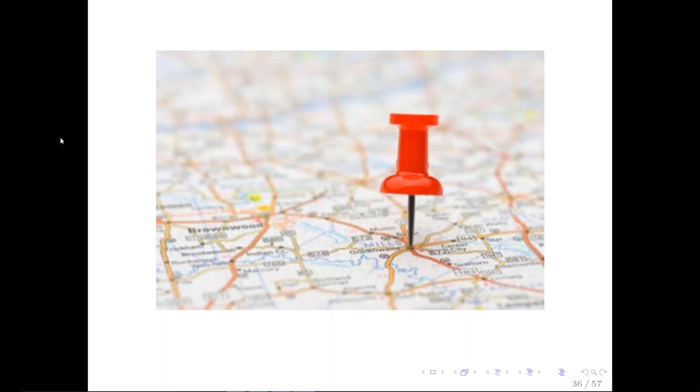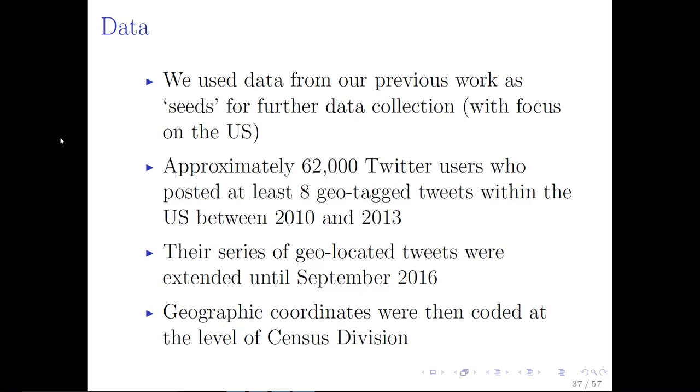So for this case, we have individual level data, Twitter tweets with geographic coordinates attached when people posted on Twitter. This is part of a sort of panel data that we're trying to create. We started with a previous work that we wrote several years ago, where we collected some Twitter tweets with geolocation. And since then, we've been following these people. Every so often, we update our sample.